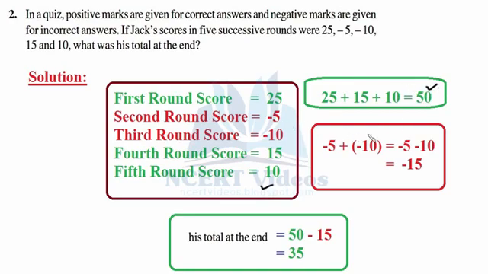Now you have to add these negative numbers. So -5 plus -10 is -15, because the signs are the same, we add. Now for his total at the end, we have to subtract these, because negative will deduct from positive. So 15 less than 50 gives you 35. It is very easy to do. He scored 35. That makes your question number second.